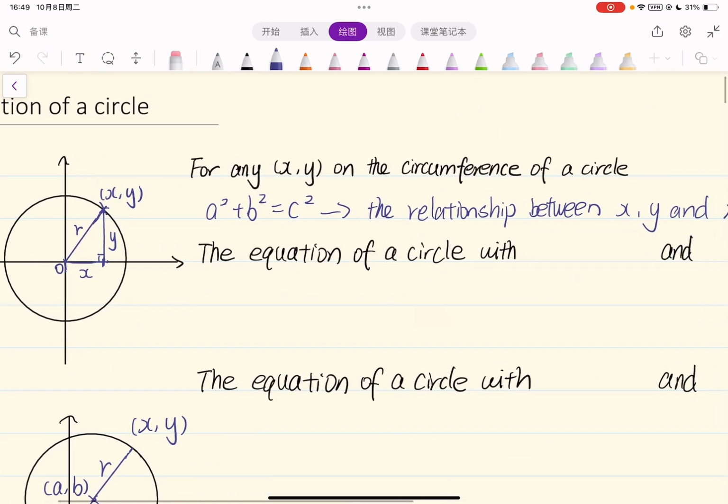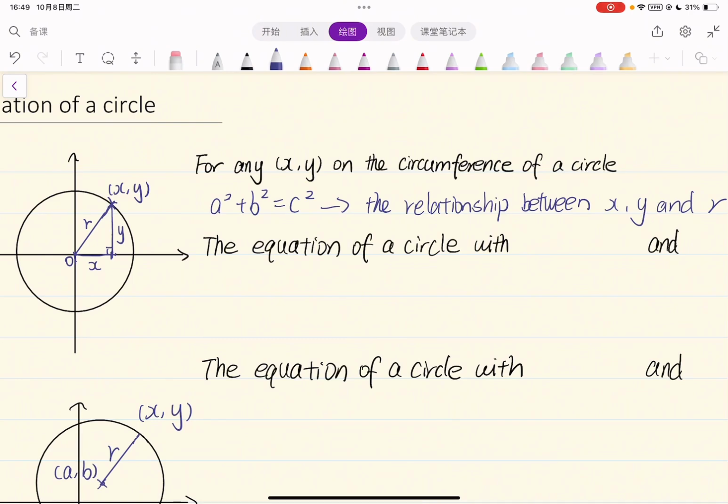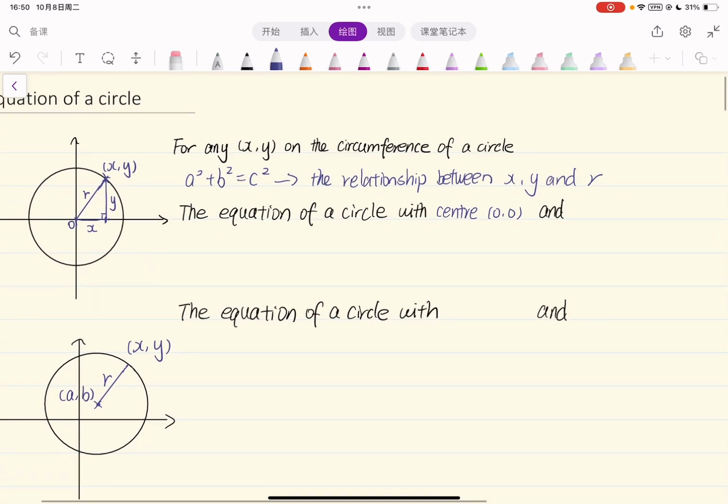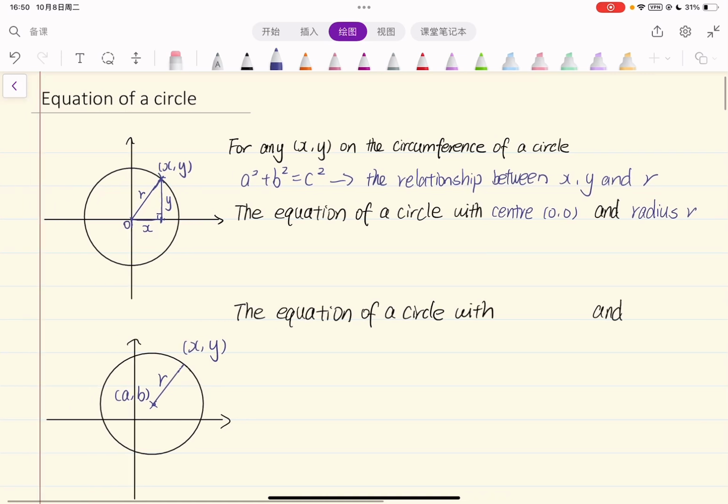Now we can see that the equation of a circle with the center 0, 0 and the radius r is x squared plus y squared equals r squared.